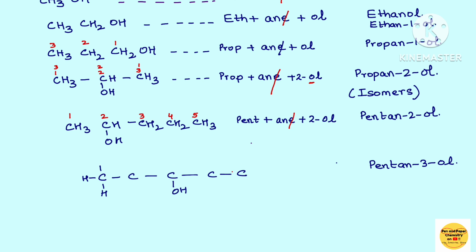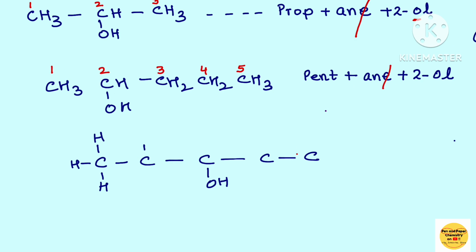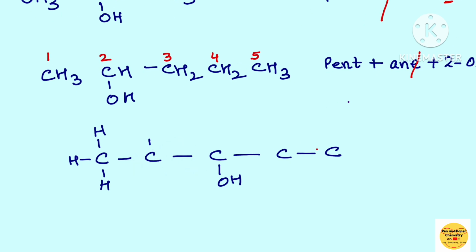Now, look at this carbon. It's already forming 2 bonds. So that means how many hydrogens to be attached? 1 and 2. Will there be any hydrogen on this carbon? Yes. How many? 1. How? 1, 2, 3 bonds already formed. How many more bonds can it form? Only 1 more. Similarly, here 1, 2, 3.